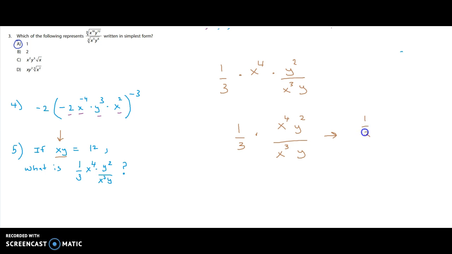We're going to have 1/3 times x^4 minus the x, well, the 4 minus the 3 gets us just to x on the top, right? And 2 minus 1, that would just be y. Well, they said xy is just 12. So we know that this right there is just 12. So it really just boils down to, what's 1/3 times 12? And that would just be 4.